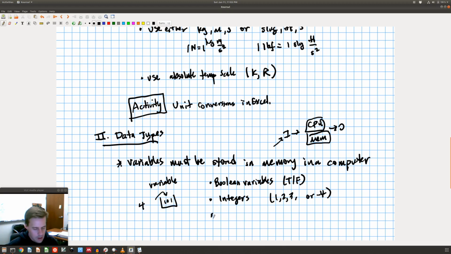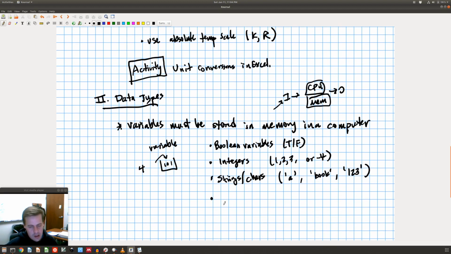There are strings or characters. These are things like A, which is a character, or a word like book. That would be a string. Or it could be a number, but we just store the characters for the number, like 1, 2, 3. Those are strings. And then the last thing is what we call a floating point number, which is a decimal, aka a float. We'll explain where float comes from in a minute. So that's things like 3.14159.